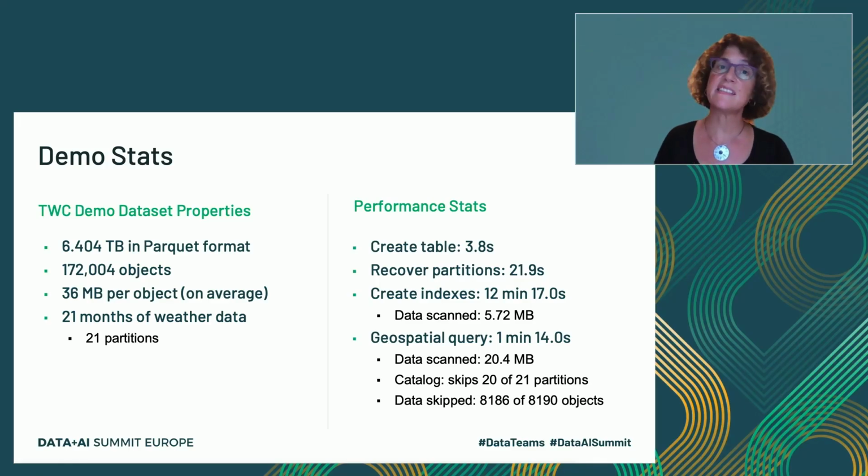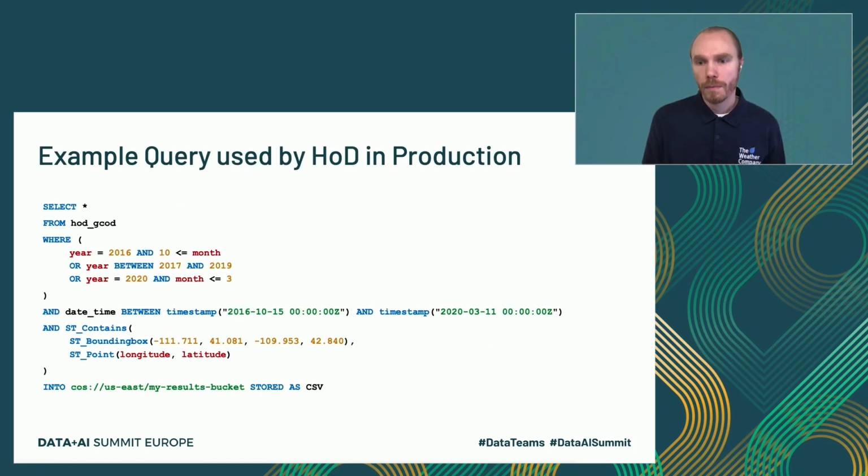Here are the statistics covering what you just saw in the demo. Creating data skip indexes took just over 12 minutes, and running our geospatial query took just over a minute. Thanks to the use of Parquet, the catalog, and data skipping, the query scanned only 20 megabytes out of the 6.4 terabyte data set. So here's an example query that we'll be using in production against our data layout.